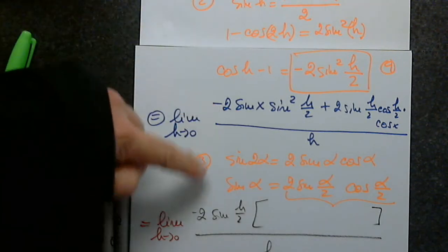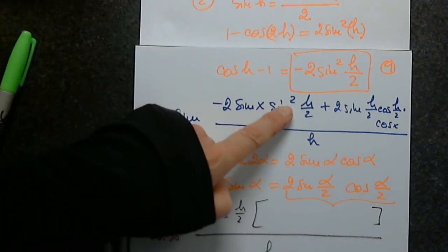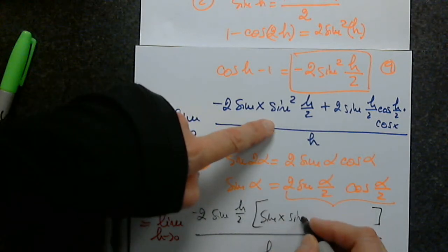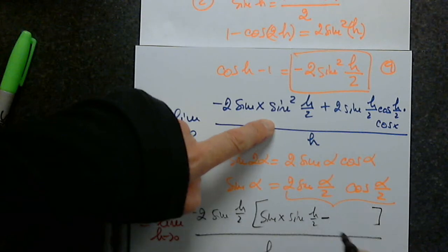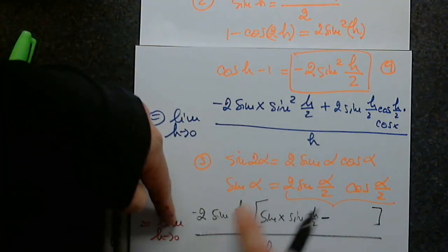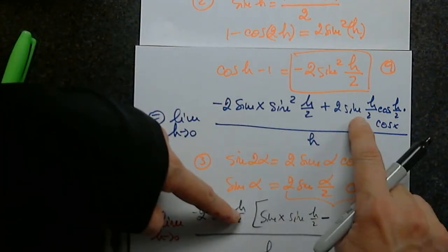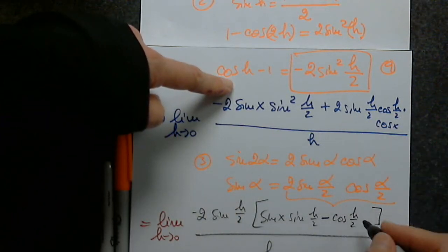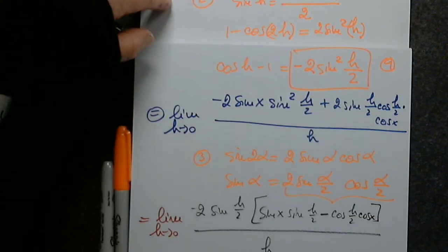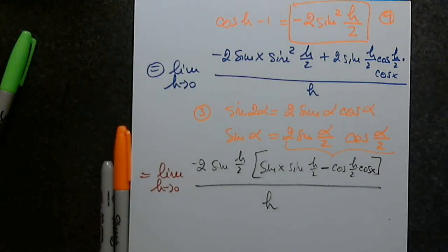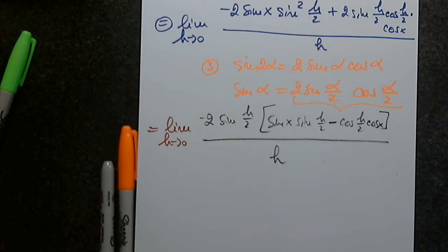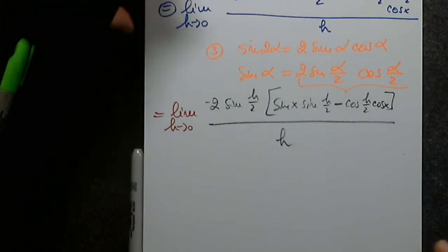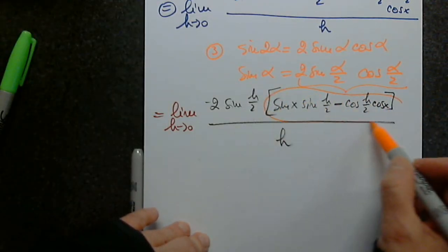And what is left? The negative 2 is outside. One of these two sines is outside, so I have sine x sine h over 2. Then minus 2 is out, sine h over 2 is out. I have cosine h over 2 and cosine x. And I promise this is the last identity. Number 4, which will replace all this.